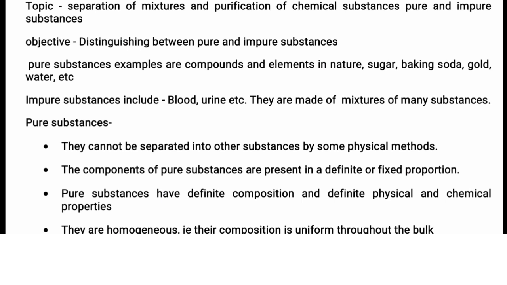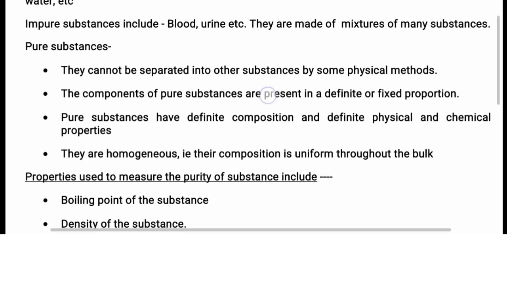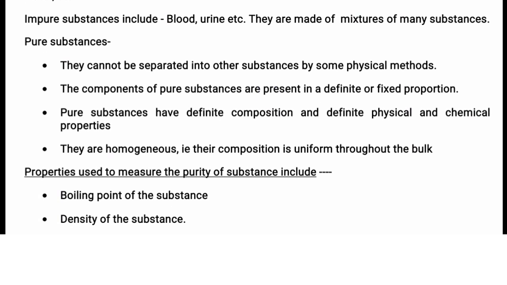The components of pure substances are present in a definite or fixed proportion. For example, water, H2O, the one you know, can only be H2O, nothing more, nothing less. If anything more than that, it might be a poison. It cannot be H3O, it cannot be H4O, it cannot be HO. It must be H2O. So that is what they mean: pure substances are present in a definite or fixed proportion.